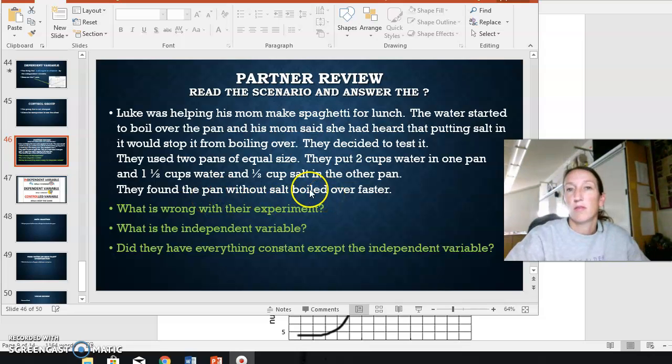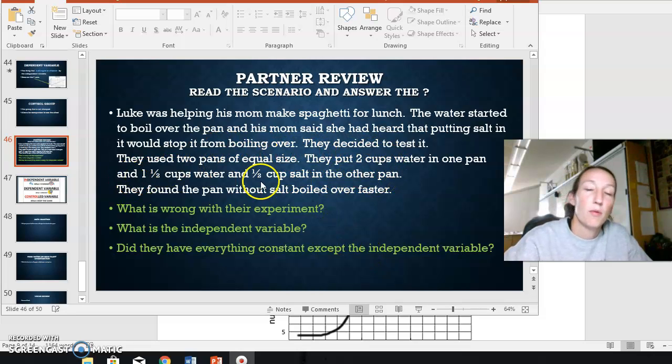So the first thing you're going to want to do is figure out what are they purposely changing in this experiment. And they should purposely be changing the salt amount. So you got to be careful not just to say salt, because it's different types of salt, right? So it'd be, what are they purposely changing? It's the salt amount. Okay, do they have everything constant except the independent variable? So this is where you want to think, did they leave everything else the same besides changing the amount of salt? And that's not true either.